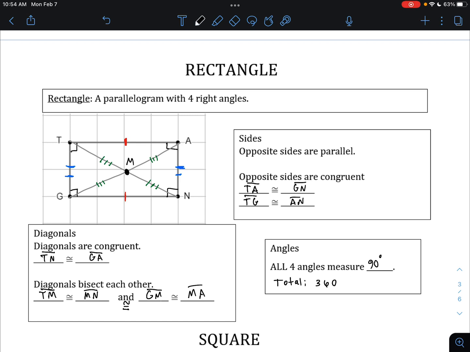In the next video, we're going to be talking about the properties of squares, how those fit together, and you might be surprised.